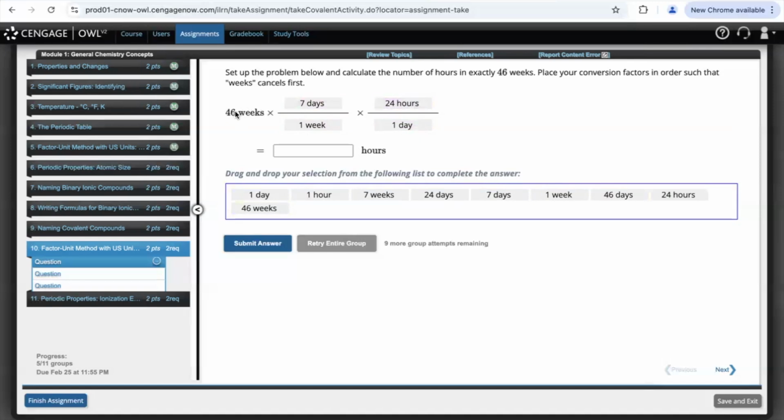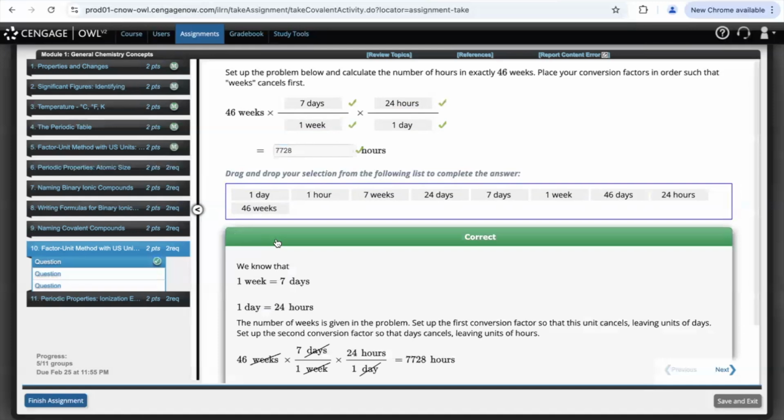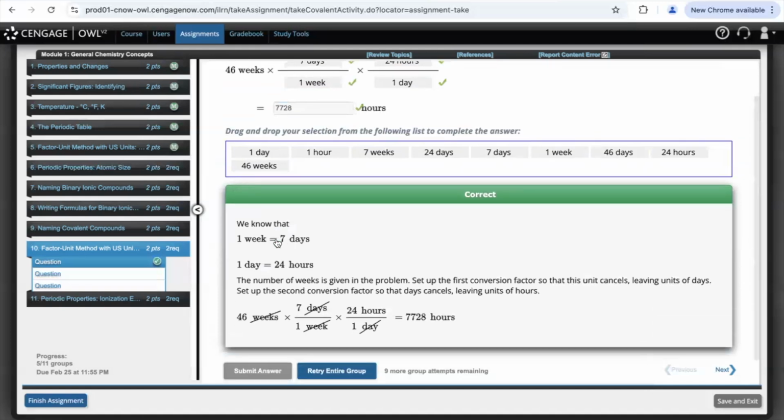So now I'm going to multiply 46 times 7 times 24. And then I divide by what's in the bottom. But since the bottom happens to be all ones, I can just multiply 46 times 7 times 24 to get 7,728 hours. All right, and there's the crossing off.